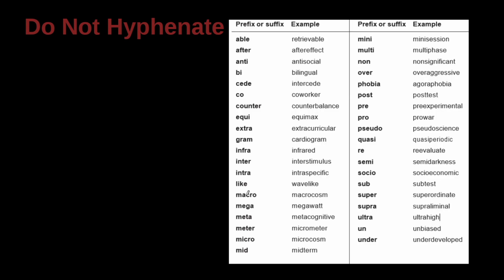Okay, here's a list of some common words that look like they might be hyphenated, but actually they are not. Here's a really common one we often think of, mini or multi. We often think multi and mini are part of a compound word, so we should hyphenate them. Non is one we often use in our research. So you do not hyphenate these. You go ahead and put them together with the other word and make a compound word, such as nonsignificant, multiphase. And we have many of them here. When you get a chance, you can look over them.